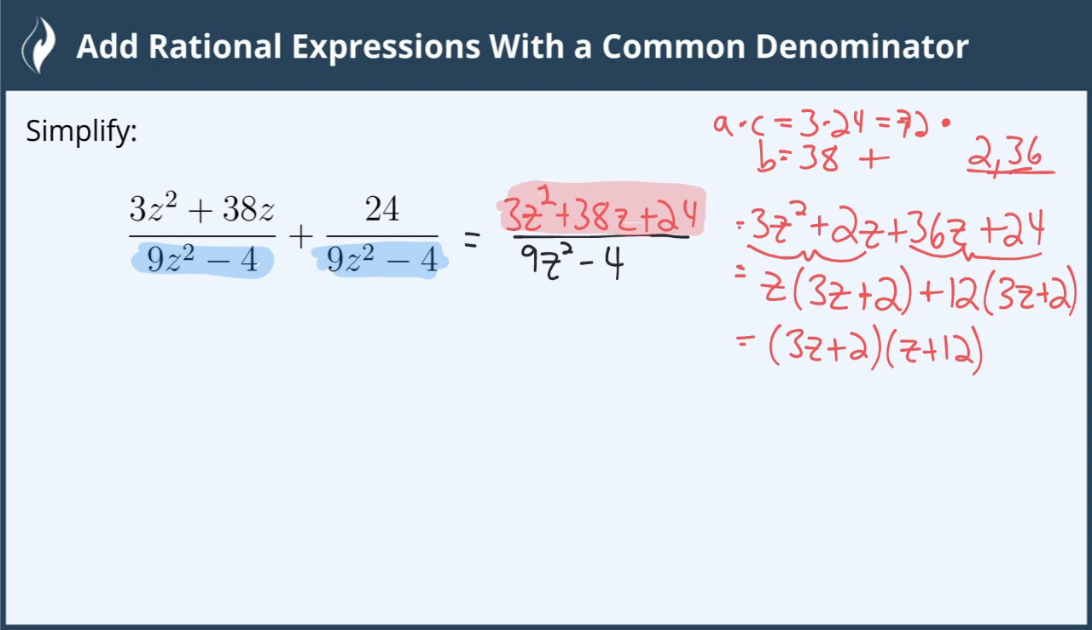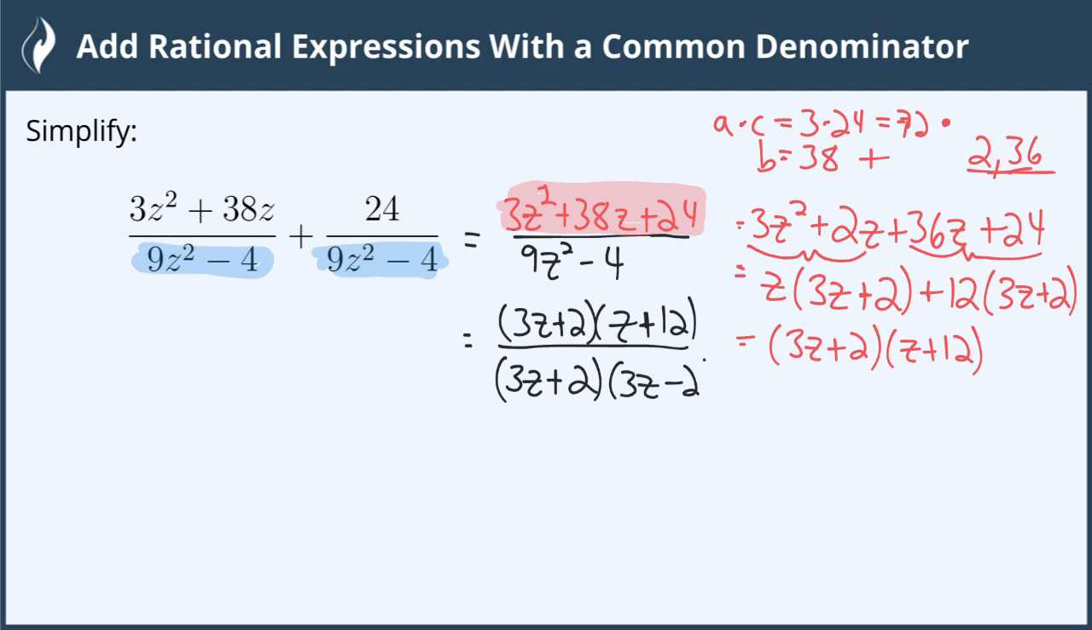So let's go ahead and rewrite this fraction here with the top of it as 3z plus 2 times z plus 12. Now in the denominator, we can also factor. 9z squared minus 4 is a difference of squares. So we're really taking the square root of each piece. The square root of 9z squared is 3z, and the square root of 4 is 2. So we'll have 3z plus 2 and 3z minus 2.